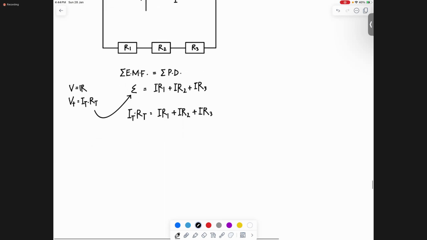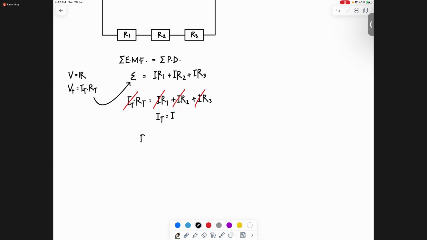Now in this circuit, what is I? Same, right? So I total is equal to I, and that being the same means I can cancel the I's out. Once I cancel them out, what expression do I get for R total? R1 plus R2 plus R3. And isn't that the equation for the combination of series resistors? So that's how it shows up.